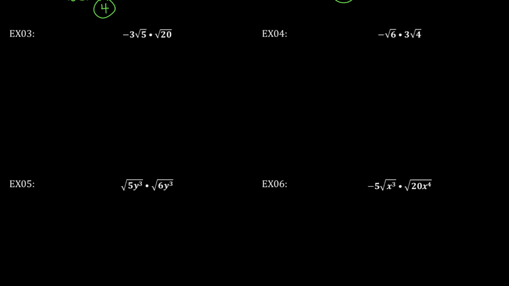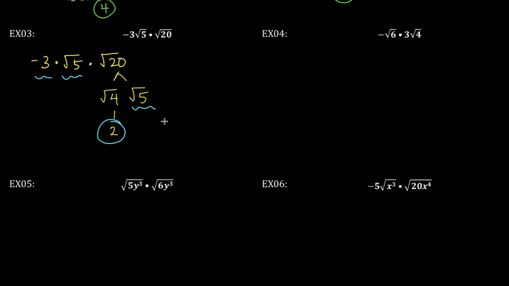So right here, it's slightly different. We have negative 3 times the square root of 5 times the square root of 20. I'm just going to start showing you one way for now. I could just rewrite it as negative 3 times the square root of 5 times the square root of 20. We can't break this one down, but we can break down the square root of 20 into the square root of 4 and the square root of 5. And we can break down that square root of 4 to 2. And this was already done, and this is here, and this is here.